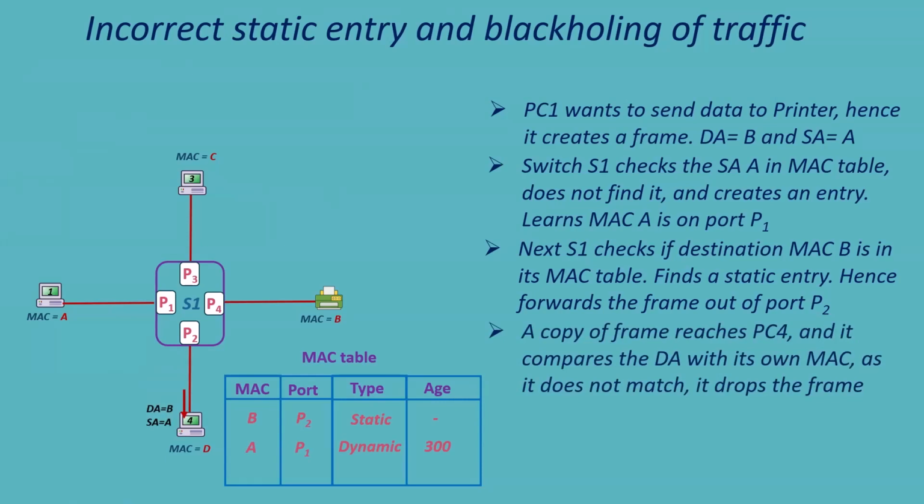PC4 receives the frame, checks the destination MAC address, and compares it with its own MAC address. It does not match, and hence it discards the frame. So this results in black holing of traffic. The traffic ideally should have gone towards the printer, which would have been port P4. But since the MAC table's mapping for MAC address B is on port P2, whatever data gets sent to MAC address B will incorrectly be sent out of port P2, and this results in black holing of traffic.